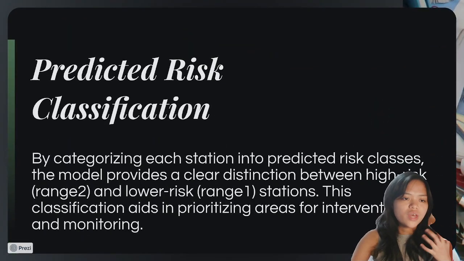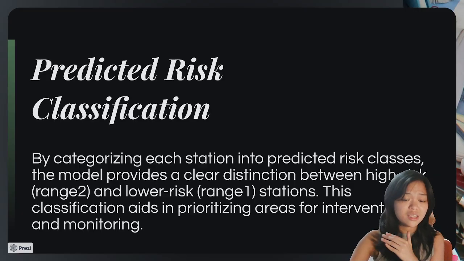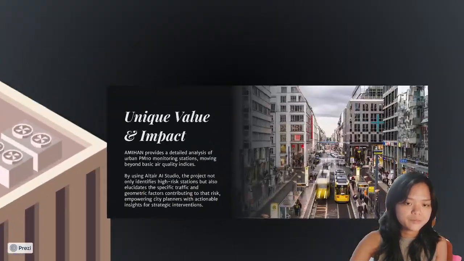The second one is the predicted risk classification. By categorizing each station into predicted risk classes, the model provides a clear distinction between high risk, which is 1, and low risk, which is 0, stations. This classification aids in prioritizing areas for intervention and monitoring.